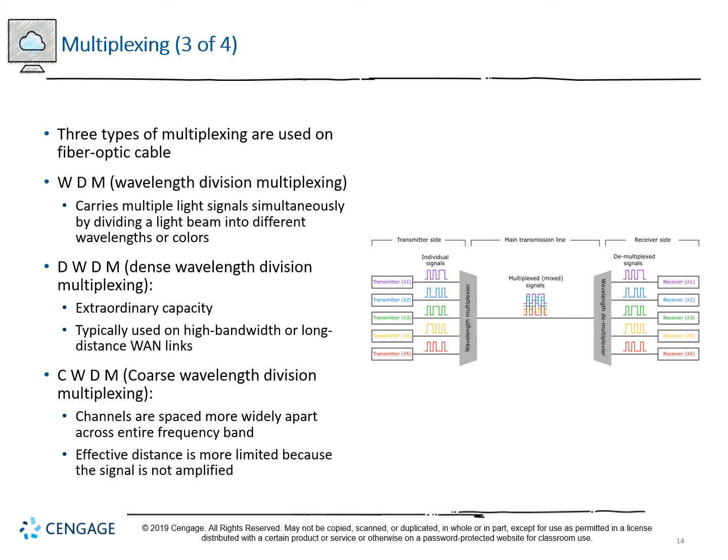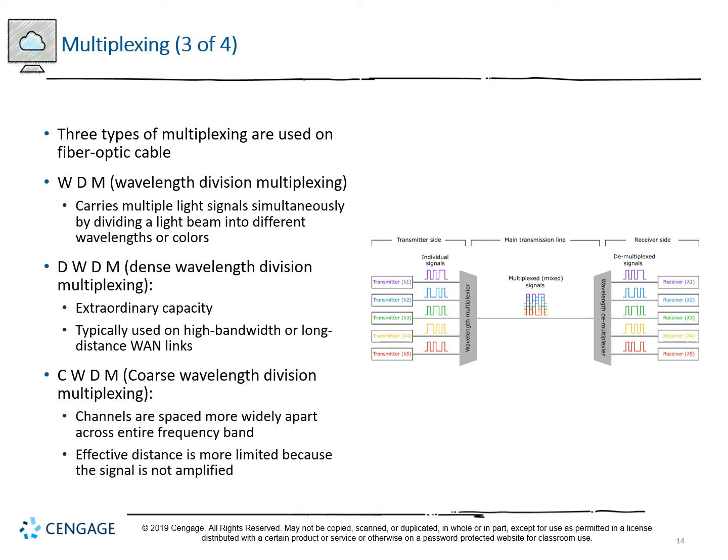When it passes into the multiplexer, it generates the combined signal that we see in the middle on the main transmission line, and the demux on the far right side is going to separate those signals back into their original configuration. Now, if we use what's called DWDM, or dense wavelength division multiplexing, that is really extraordinary capacity. That's what we would see on the transatlantic cables.